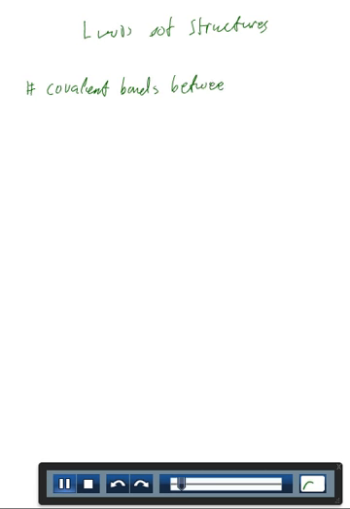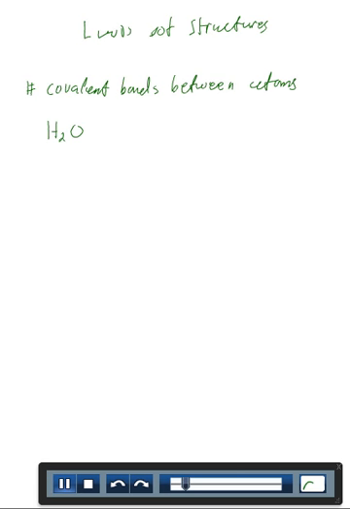Let's consider Lewis dot structures. The Lewis dot structures will tell us the number of covalent bonds between atoms. So let's do an example. Let's consider the water molecule, which we know is 2 hydrogens and 1 oxygen bonded together.